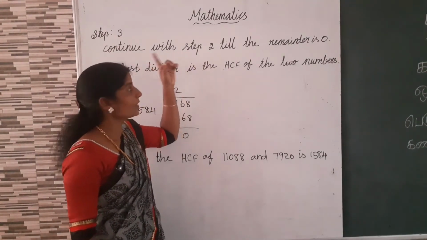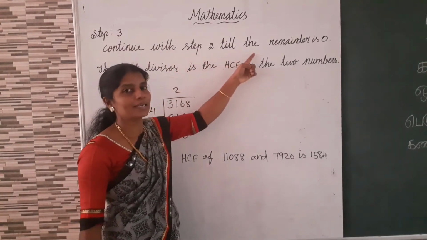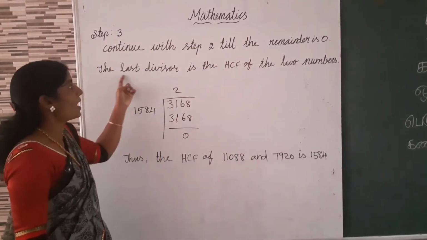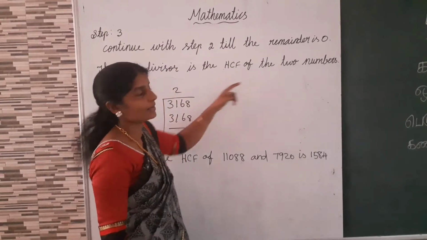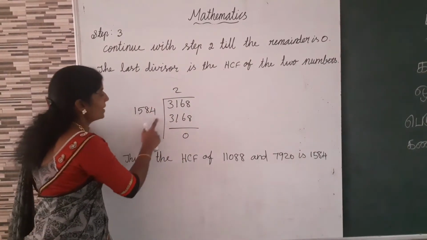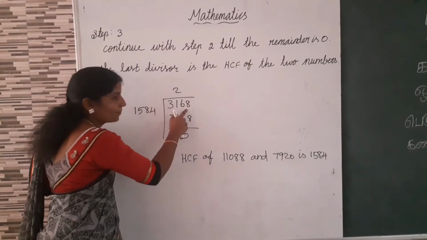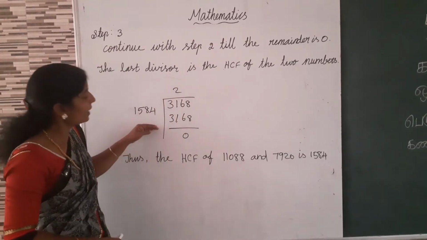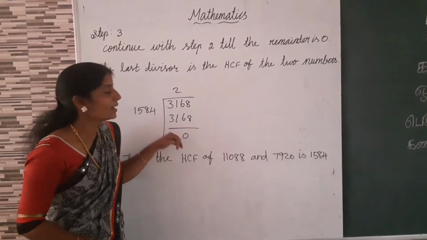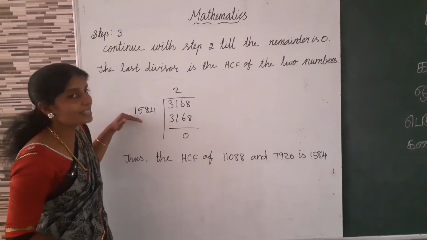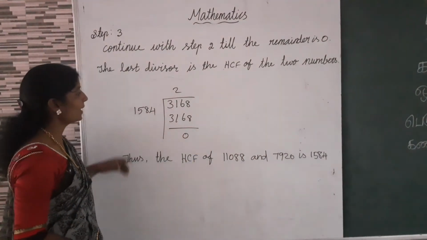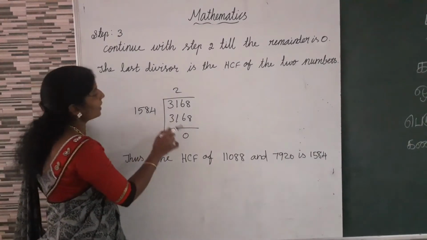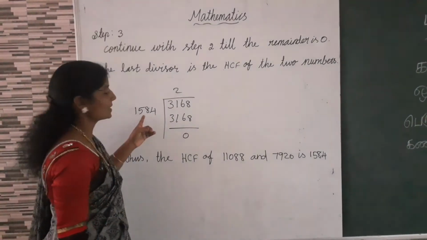Step 3: continue with step 2 till the remainder is 0. The last divisor is the HCF of the two numbers. Which is the divisor? This is the divisor, and this is the dividend. The last divisor, when we get the remainder 0, that divisor is the HCF of the two numbers.